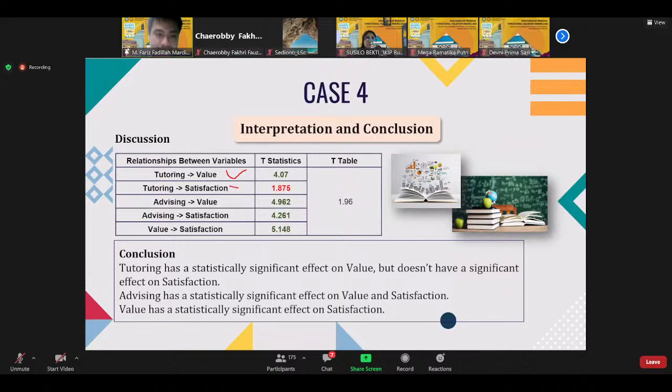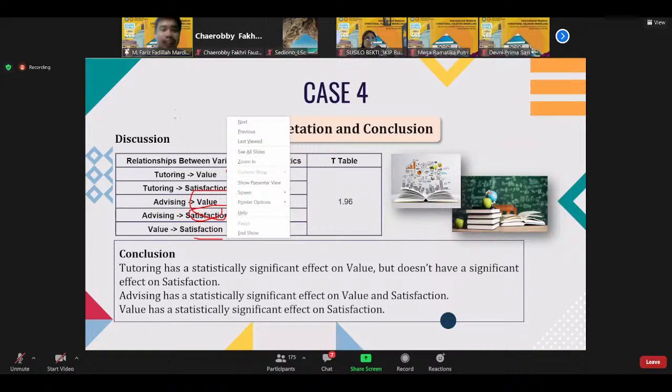Advising has a statistically significant effect on value and satisfaction. And the last, value has a statistically significant effect on satisfaction.